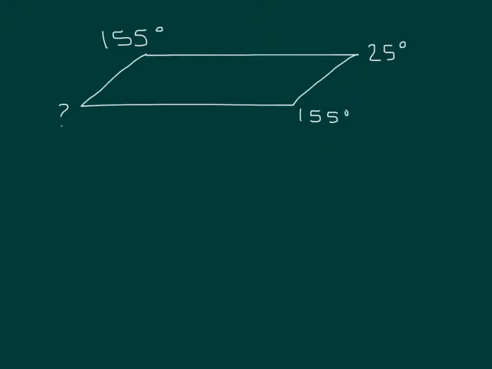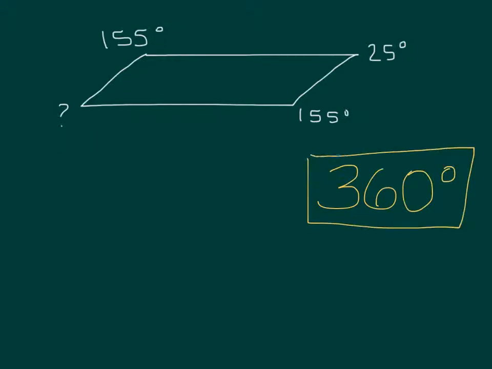Another thing we need to know about quadrilaterals is that all of the angles of a quadrilateral add up to 360 degrees. Every single quadrilateral in the entire world, all four angles add up to 360 degrees. So if I wanted to find the measure of this fourth angle right here, what I would need to do is add up the measure of these three angles.